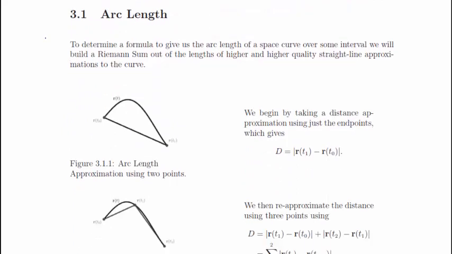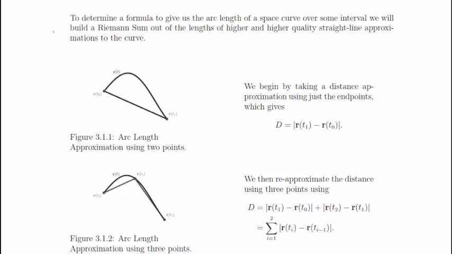To determine a formula to give us the arc length of a space curve over some time interval, we will build a Riemann sum out of the lengths of higher and higher quality straight line approximations to the curve. So let's take a look here. Figure 3.1.1, arc length approximating using 2 points. If I have this curve r of t starting, it's a little bit hard to see, but this is r of some initial time, t naught. This is r of some final time, we'll just say t sub 1, but the curve travels along here.